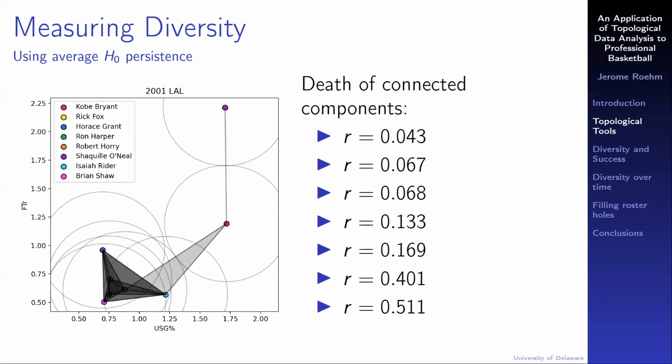Finally, when R equals 0.511, Shaq joins the party, and we are down to a single component. We can take the average of all of these values and obtain an average H0 persistence. This is a measure of the diversity of the Lakers. If all of these R values were small, all the points would have been close together and they would not have been very diverse. Conversely, if the average H0 persistence is large, the points were spread out and so the players were more diverse.